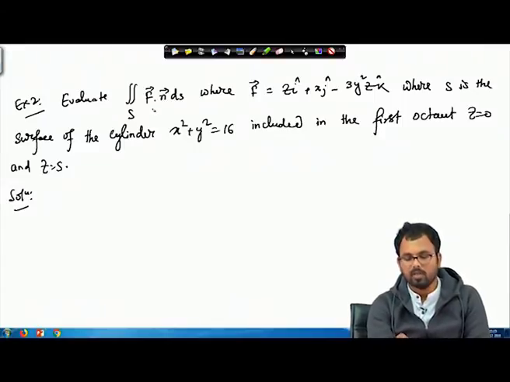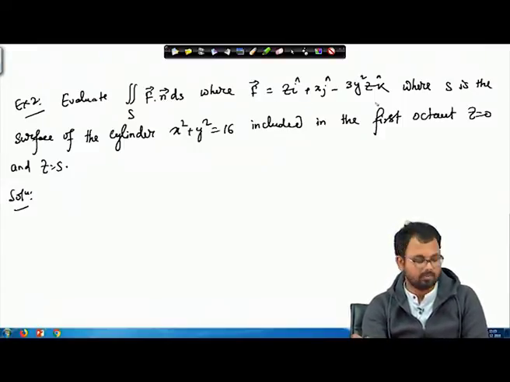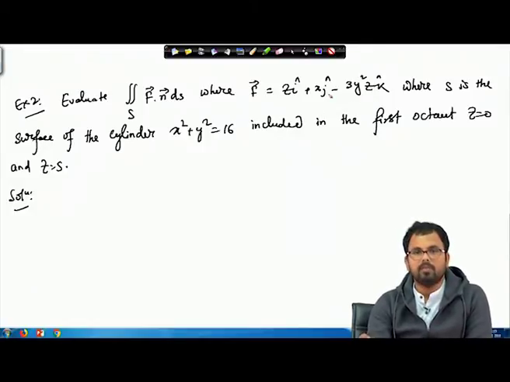given vector function f is this one. So first of all, if we have a given vector function f, and if we have the surface S, then from there we have to find out the normal n.